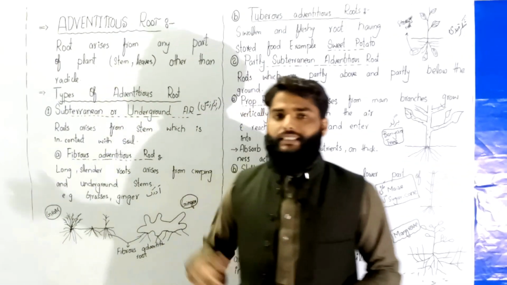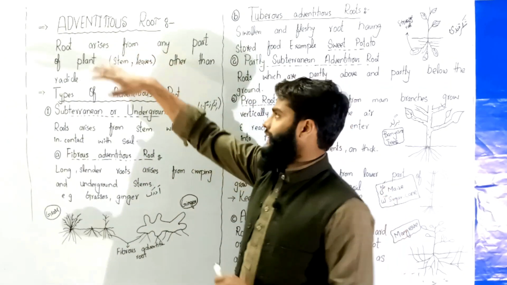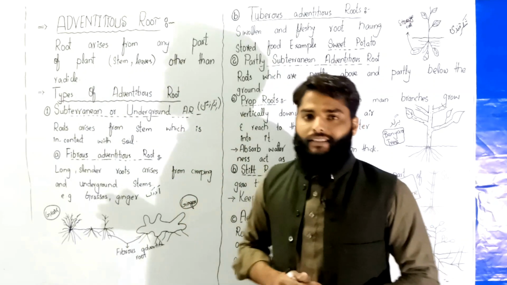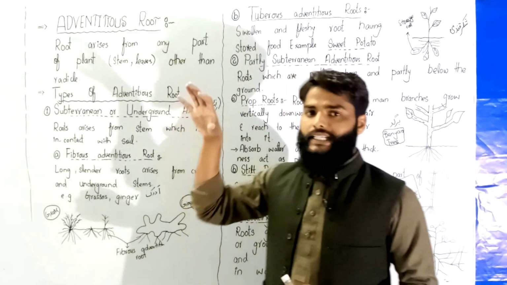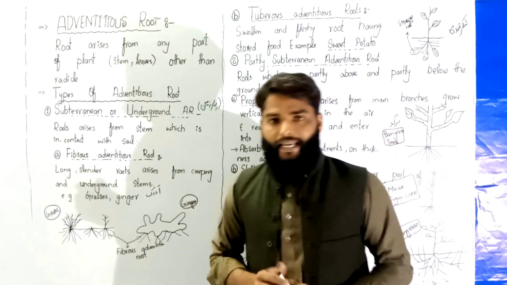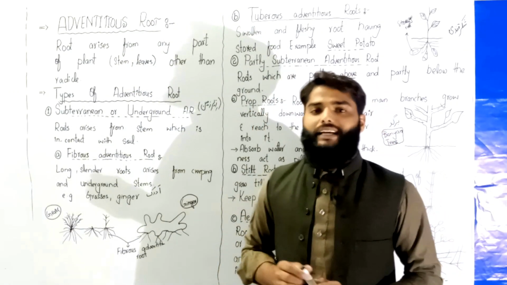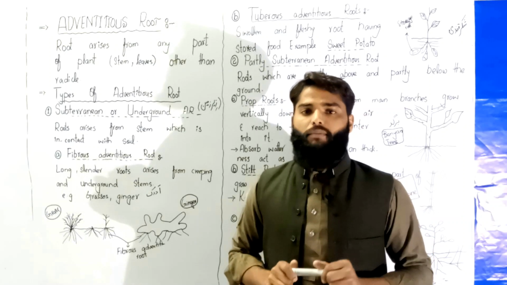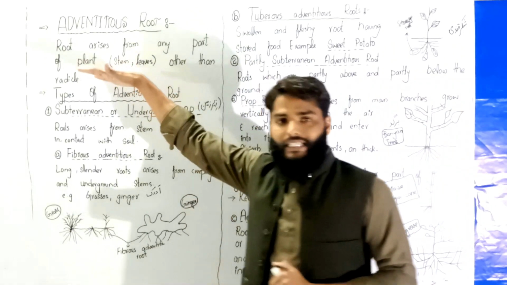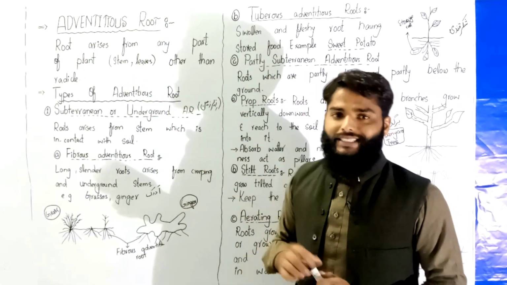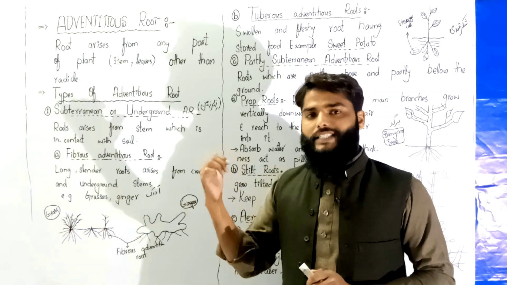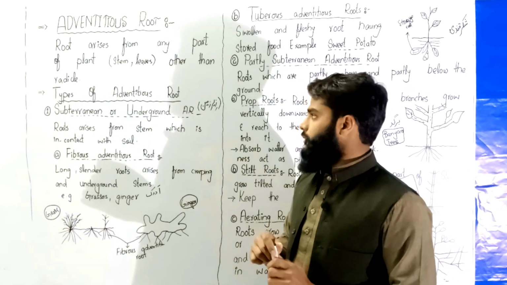Today I am going to discuss the second part of root, that is adventitious root. In the last lecture we discussed the first type of root, that was the tap root. So adventitious root can be defined as the root which arises from any part of the plant other than the radicle. So what is this radicle? We know this radicle is the small portion of embryo which is present inside the seed.